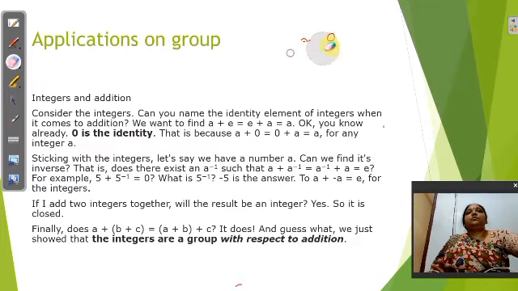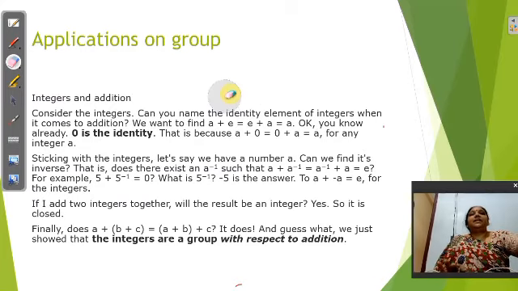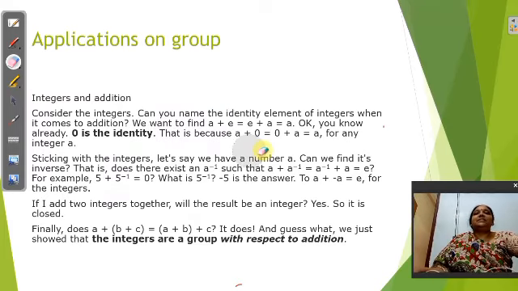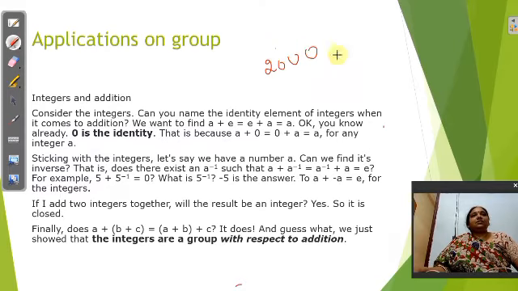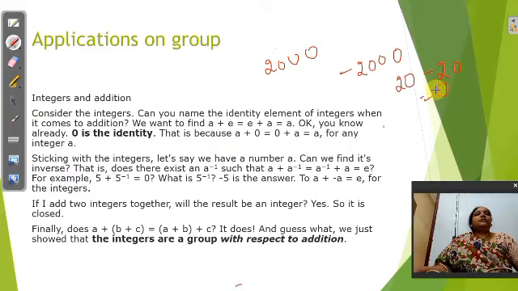So for every positive element there must be a negative element in the integer set. So the inverse element exists in the integer set. What is the inverse of 5? Minus 5. What is the inverse of 2? Minus 2. What is the inverse of 2000? Minus 2000. What is the inverse of 20? Minus 20. So for every positive element there must be a negative element.